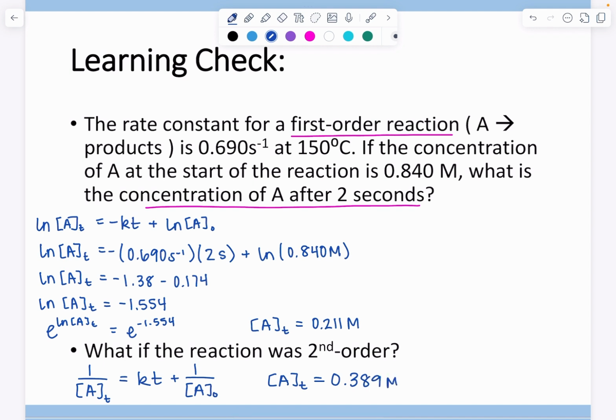These are questions where it may be helpful to also think conceptually. We start with a concentration of 0.840. Concentration of the reactant after some time should be lower, so you can just double check that your concentration at time t is lower than your initial concentration.